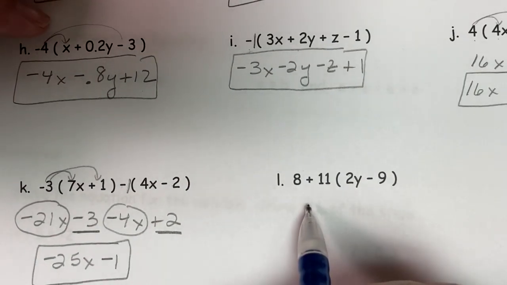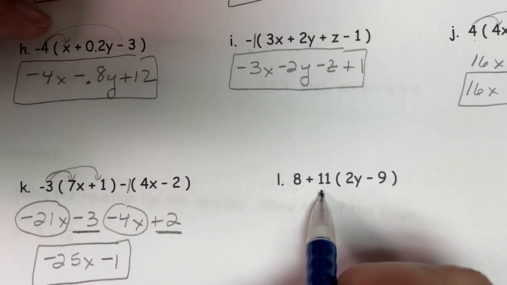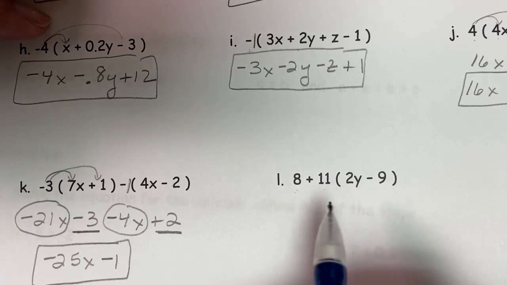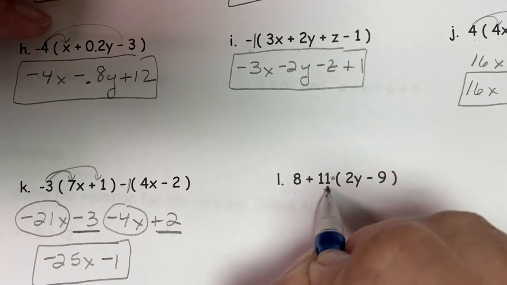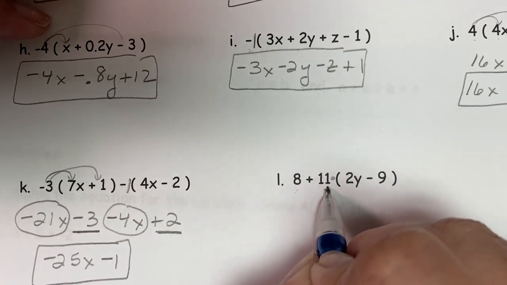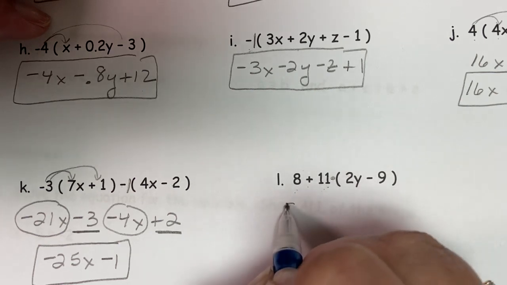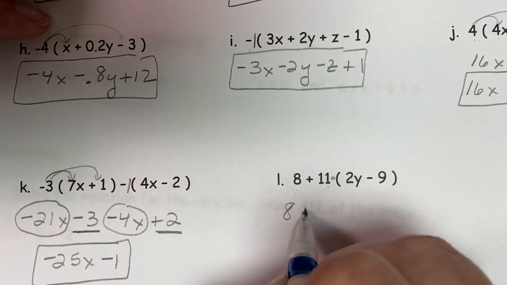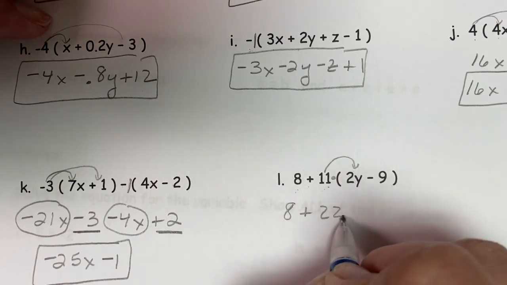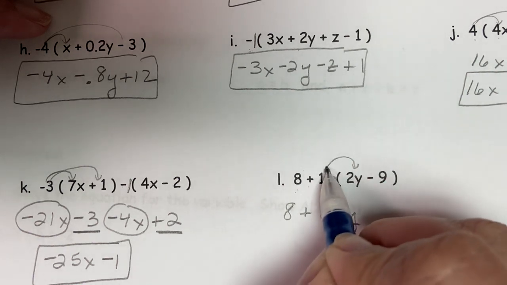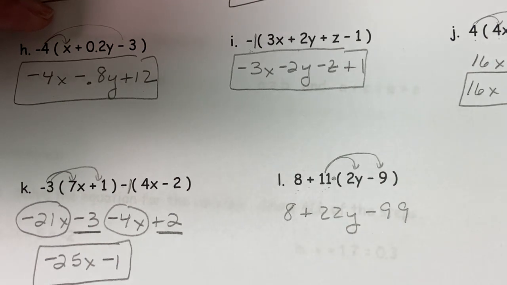Now look at l. We have to be careful. We don't even think about adding the 8 and the 11 first. We always have to eliminate the parentheses first. We're eliminating the parentheses by doing distribution, which is multiplication. And of course, your order of operations says you would multiply before you would add. So this 8 is going to stay the same. Plus, now here we go, 11 times 2y is 22y. And 11 times negative 9 is minus 99.